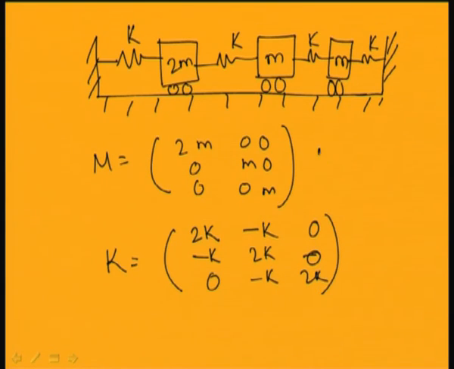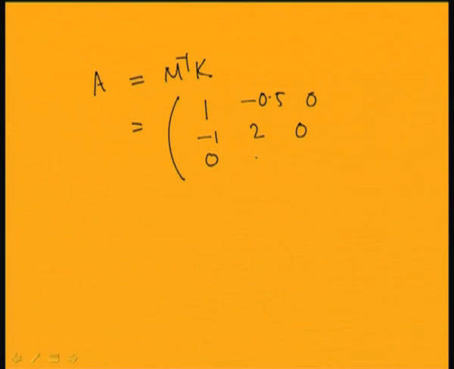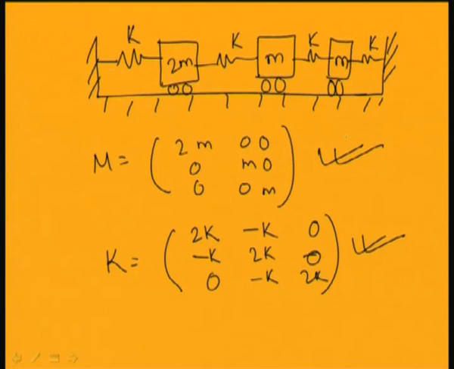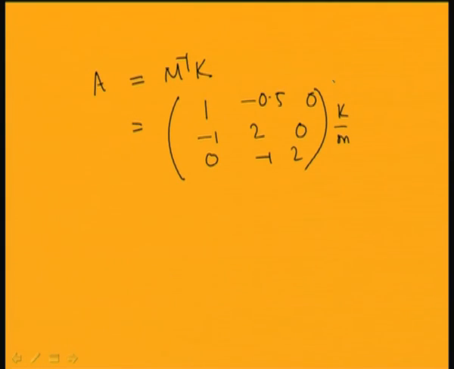If you are taking a system with this mass matrix and this stiffness matrix, then you can find the A matrix from M inverse K. This M inverse K will be equal to K by m times a matrix, taking K by m outside: [1 minus 0.5 0; minus 1 2 minus 1; 0 minus 1 2] times K by m. From this you can find the eigenvalues of this matrix.